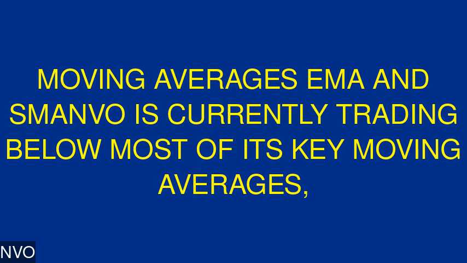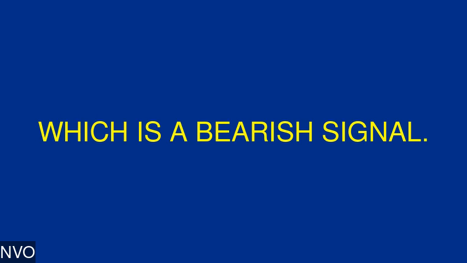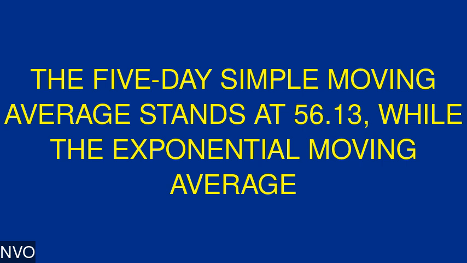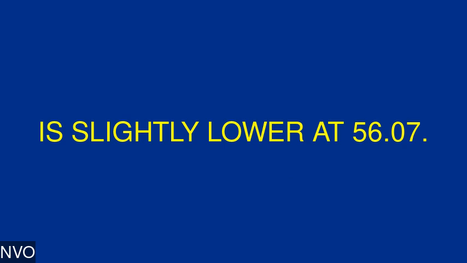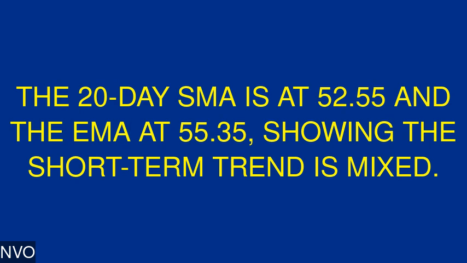Moving averages, EMA and SMA. NVO is currently trading below most of its key moving averages, which is a bearish signal. The 5-day simple moving average stands at 56.13, while the exponential moving average is slightly lower at 56.07. The 20-day SMA is at 52.55 and the EMA at 55.35, showing the short-term trend is mixed.